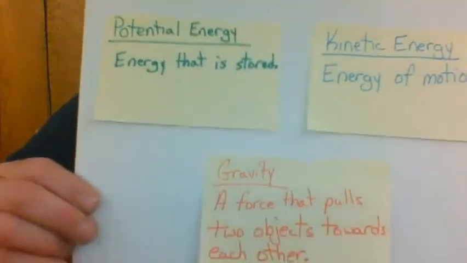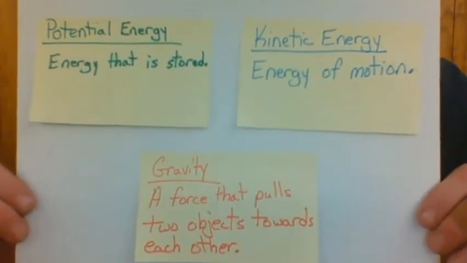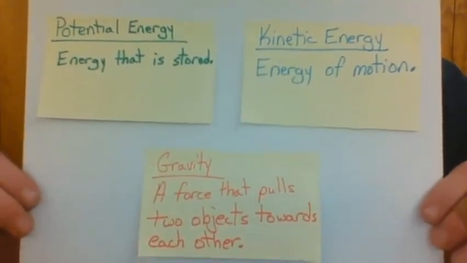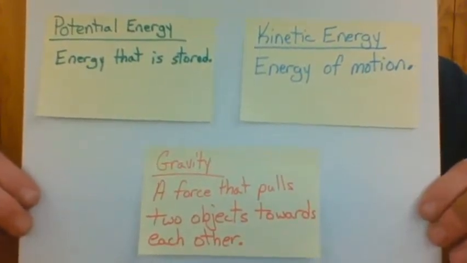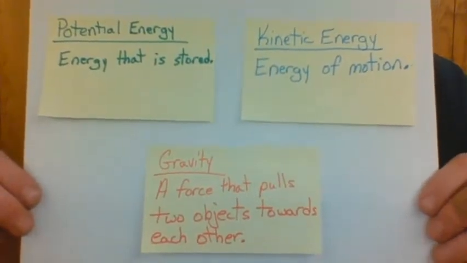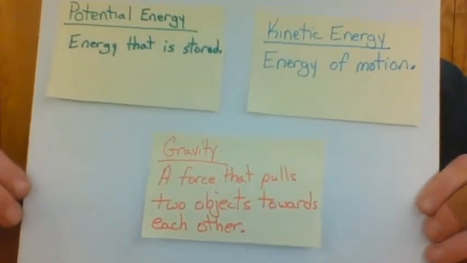A few other things that we need to review. Potential energy is energy that is stored. This can be stored in batteries, or it may even be stored in rubber bands. The kinetic energy is the energy of motion, and gravity is a force that pulls two objects towards each other.